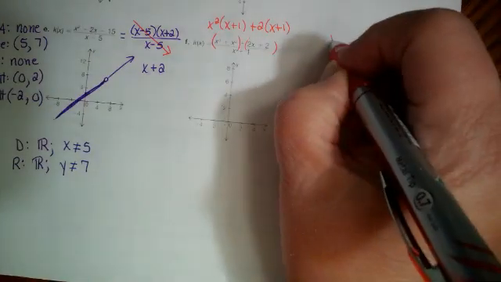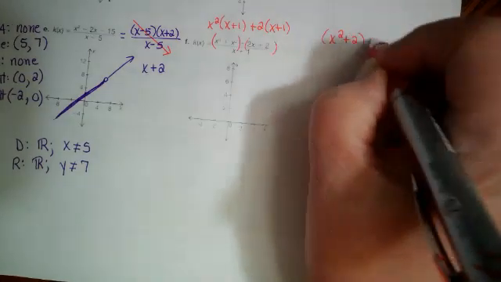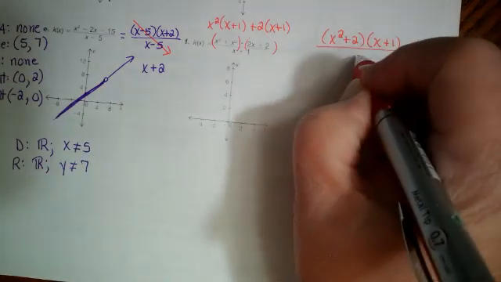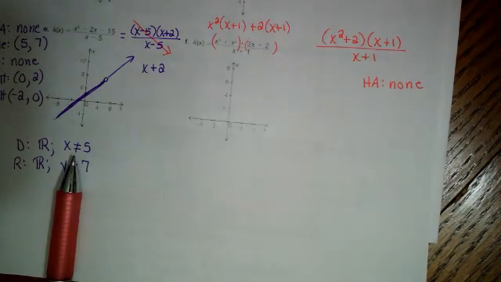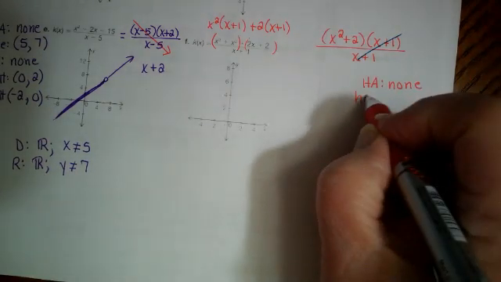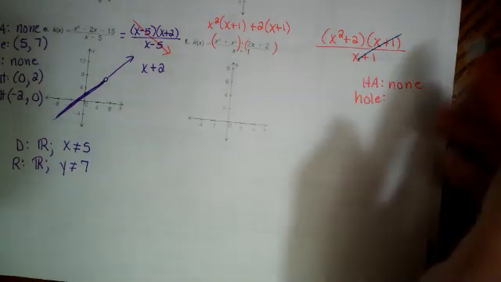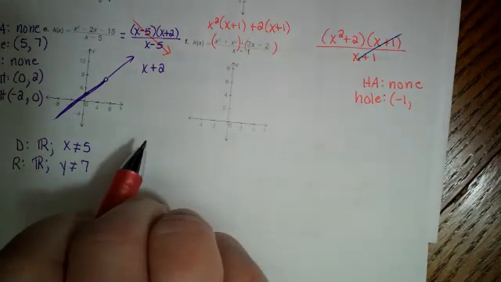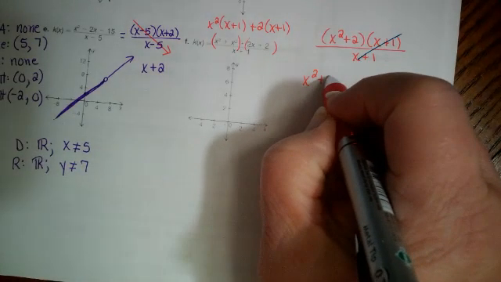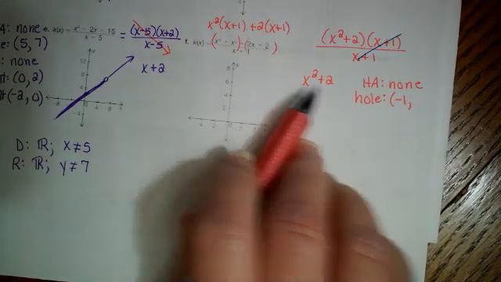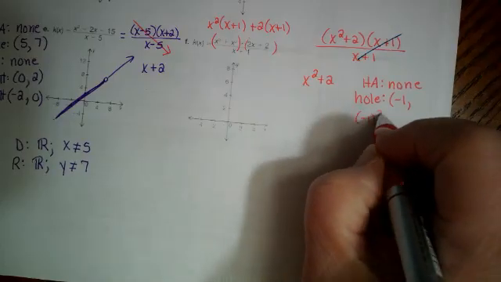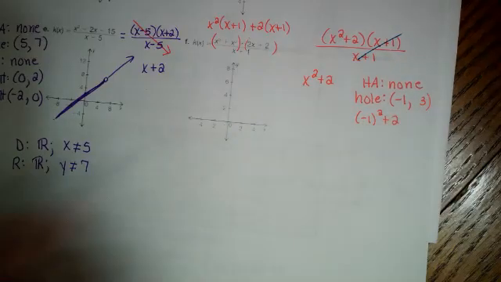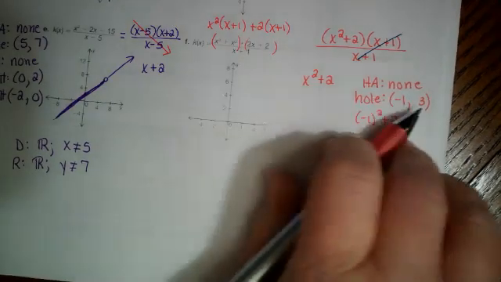So my factoring is going to give me x squared plus 2 and then x plus 1 over x plus 1. So it factors. Notice I have a common factor that's going to cancel out and give me a hole at whatever makes x plus 1 equal 0, at negative 1. So all I have to graph now is x squared plus 2. That's a quadratic, but it has a hole at negative 1. So plug in negative 1. Negative 1 squared plus 2 is 3. There's a hole at negative 1, 3.